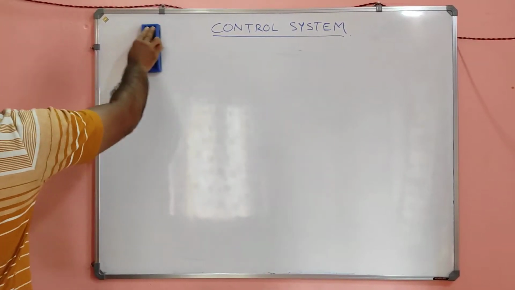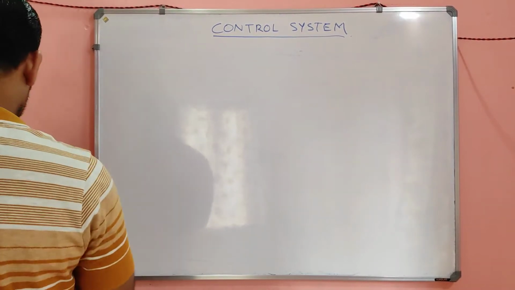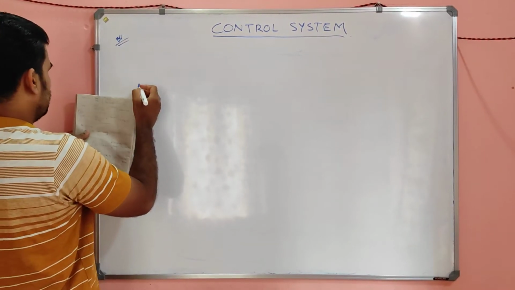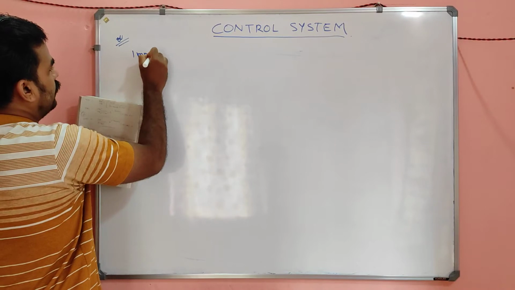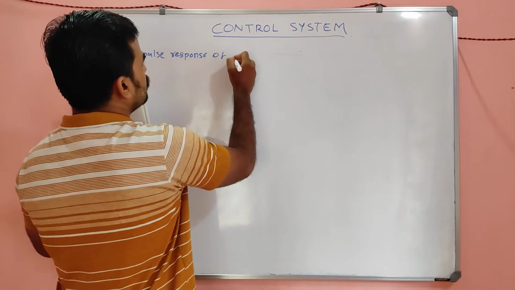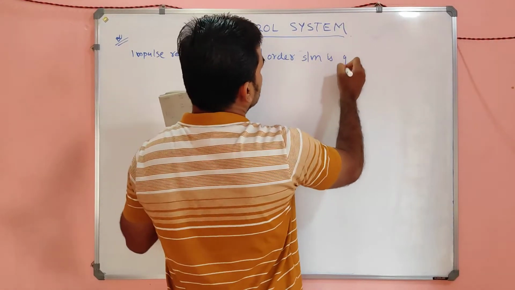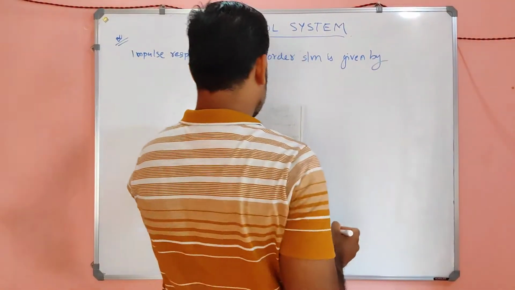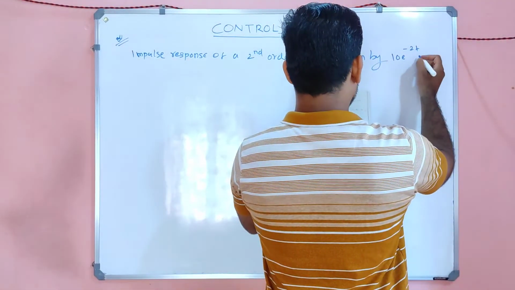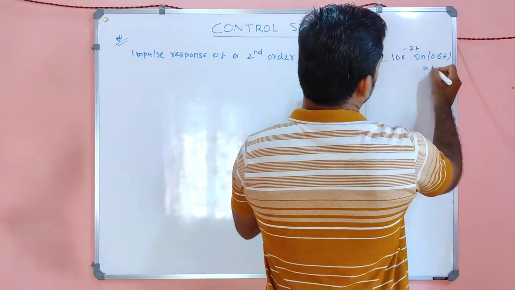That only you have to remember, my dears. Write a question. The question itself you will get a lot of later. Impulse response of a second order system is given by 10 e raised to minus 2t sine 0.6 t into u of t.